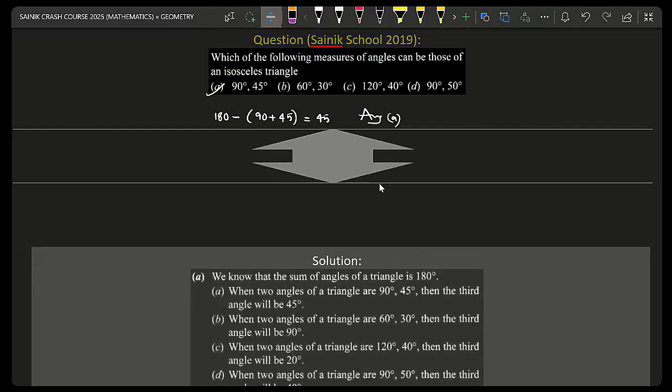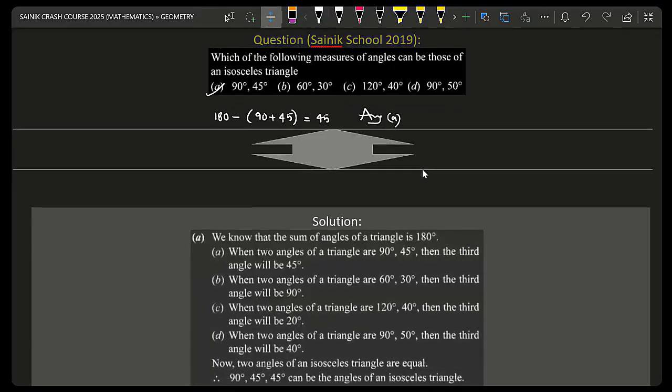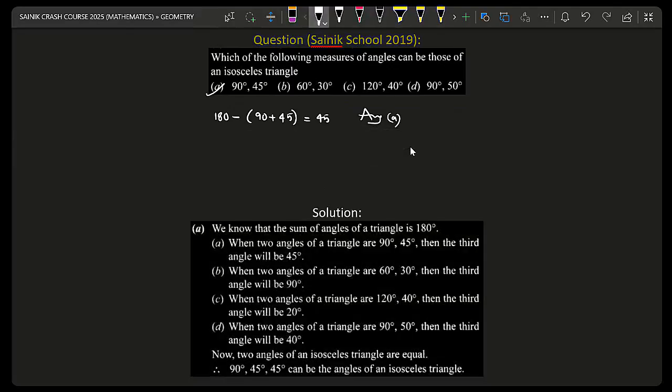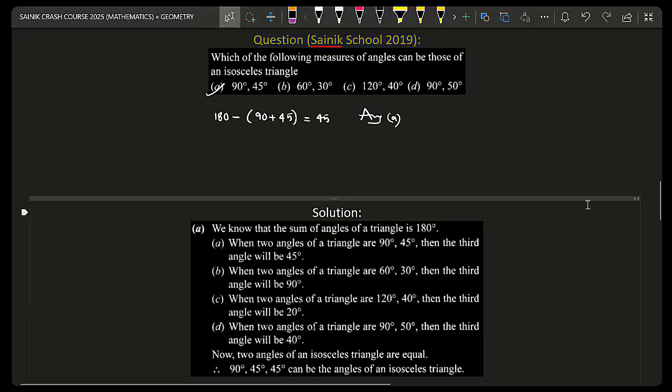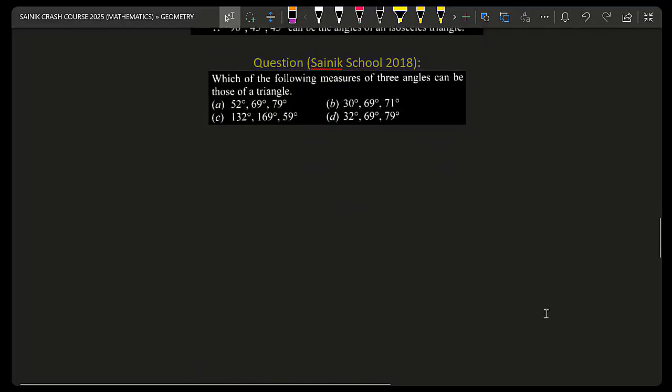So the answer is option A. Okay, and we got the answer 90, 45, 45. So we created the option, and it is answer A. And next question. So you can see in the textual solution also, for all the other options you can see the third angle. So they are not isosceles triangles. Next question came in 2018 exam based on the angle sum property.